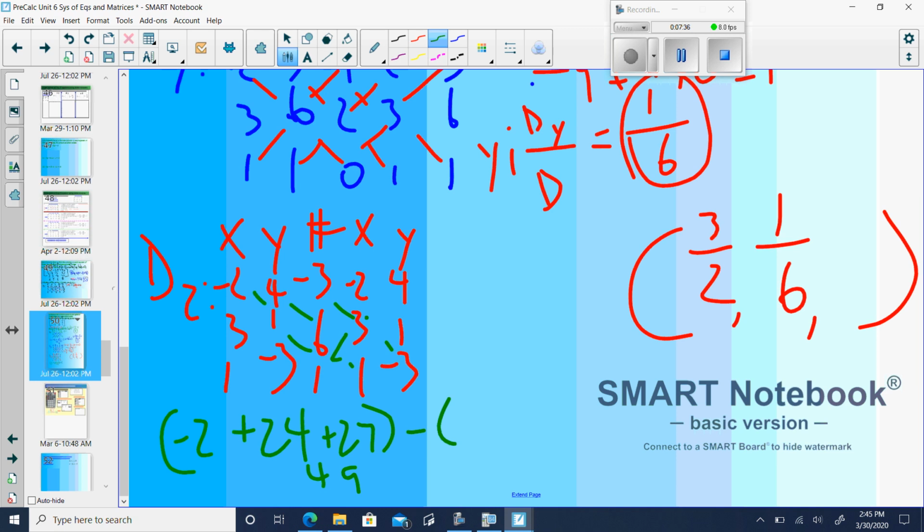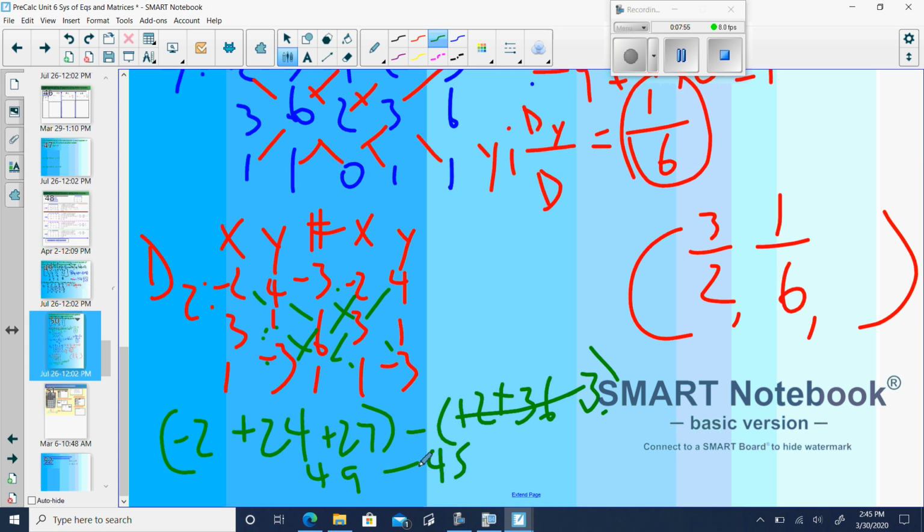We go from right to left. 3 times 1 is 3. 3 times 4 is 12. 3 times 6, 18 times 2 is 36. Negative times negative is positive. And then we have 1 times 1 is 1. 1 times negative 3 is negative 3. So 48 minus 3, 45.